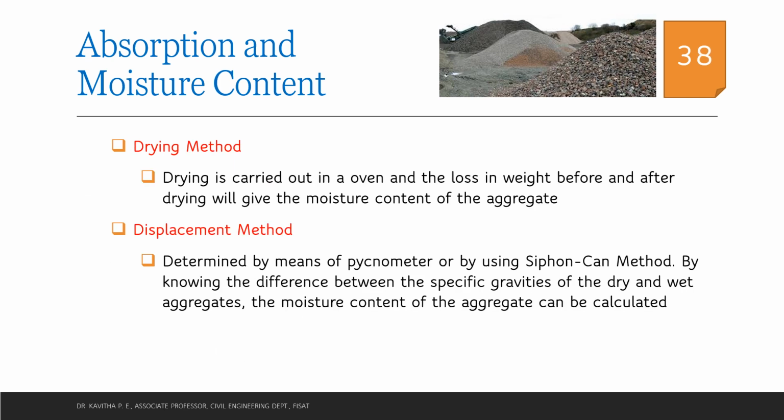First of all, let us consider drying method. In this method, a sample of aggregate is taken, it is weighed and then kept in the oven. After 1 day, the sample is taken out and again weighed. The loss in weight will give the moisture content of the aggregate. The second method is a displacement method in which we use a pycnometer. Here, the specific gravities of dry and wet aggregates are calculated separately, and the difference between the specific gravity will give an indication of the moisture content of the sample taken.